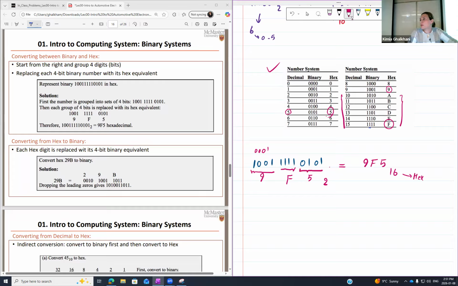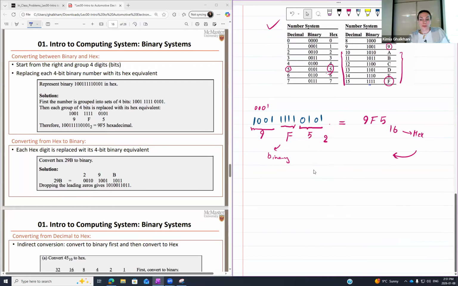It becomes a little bit more tricky when you are asked to convert otherwise. If you are planning to convert hex to binary, this is binary, and that's hex. It's a little more challenging because you cannot directly convert hex to binary. First, you have to convert it to decimal, and then you have to convert it to binary. Make sense? So let's do that now.